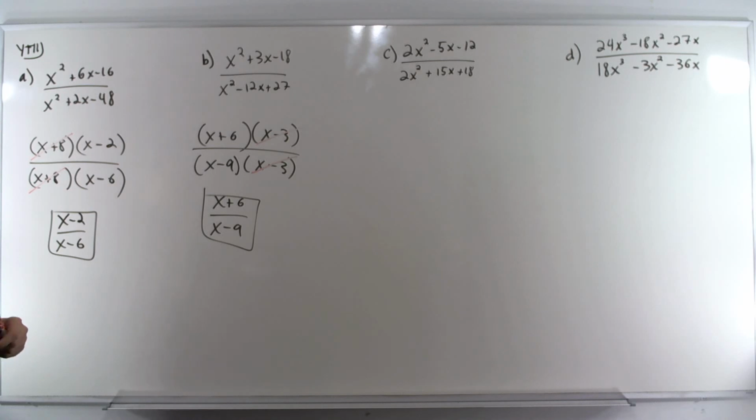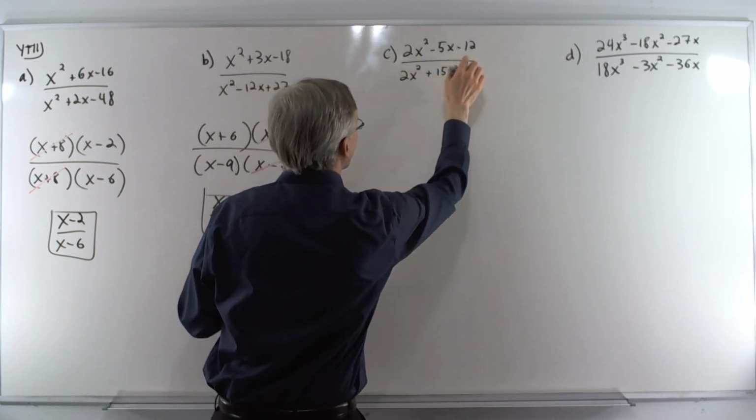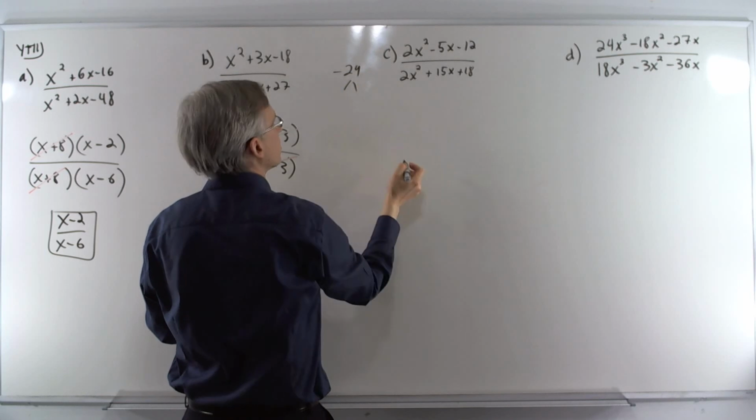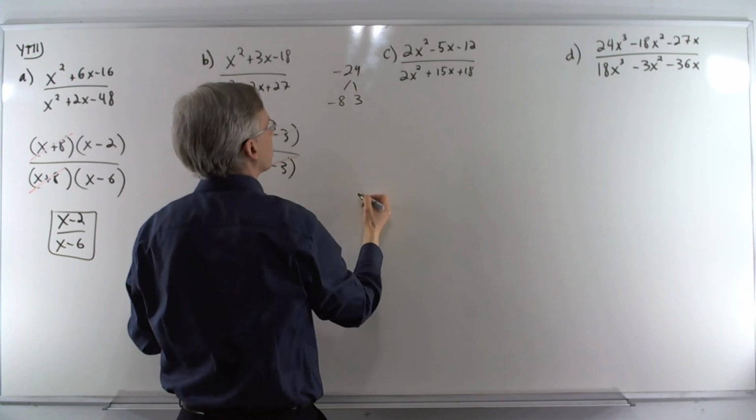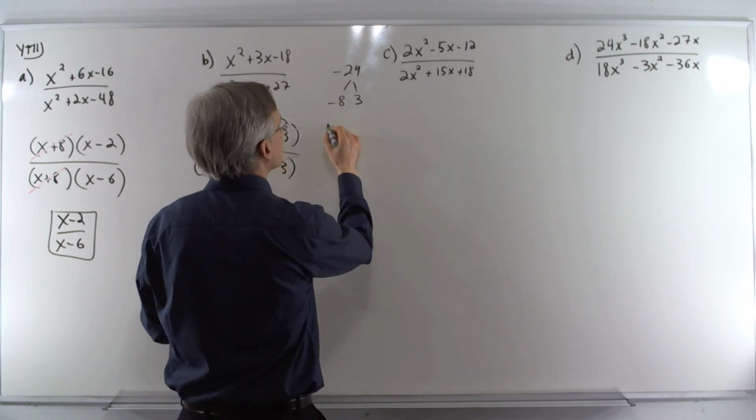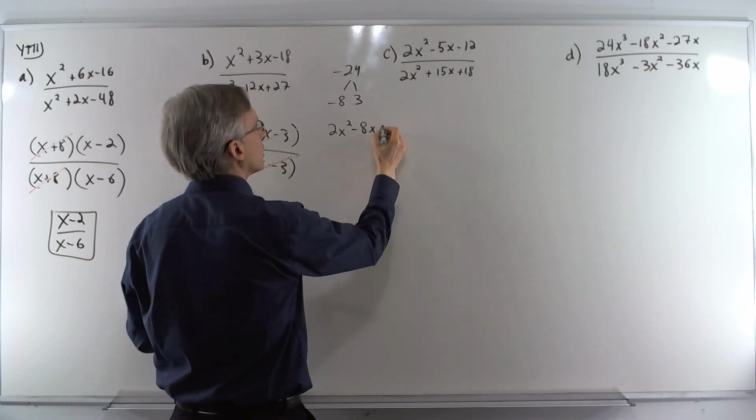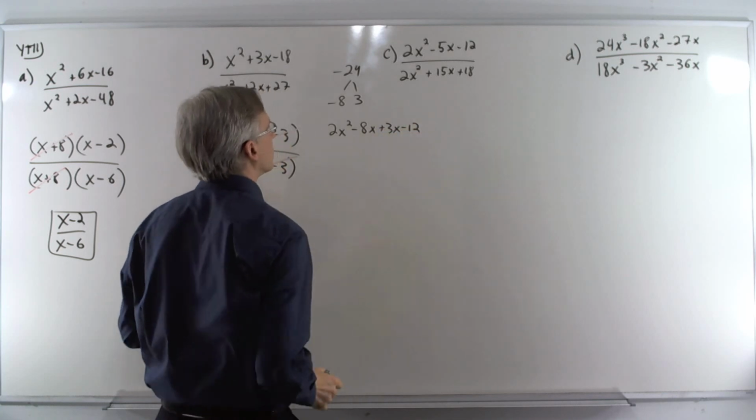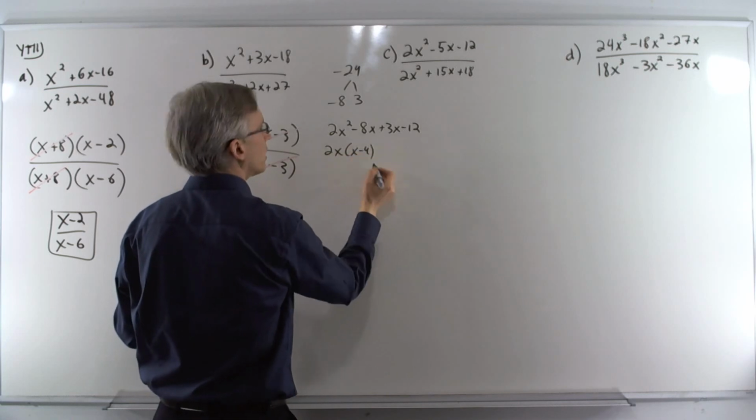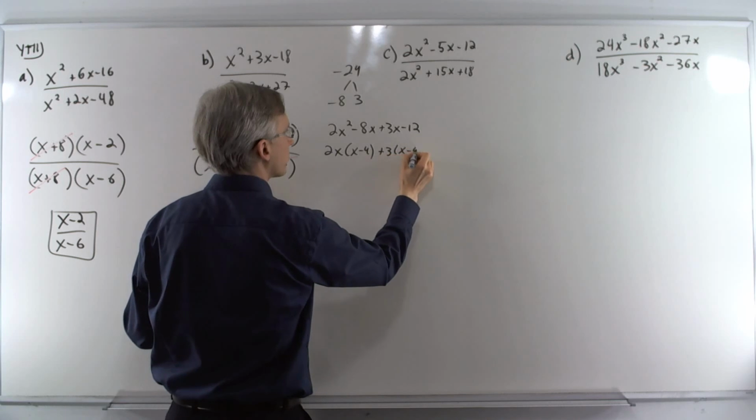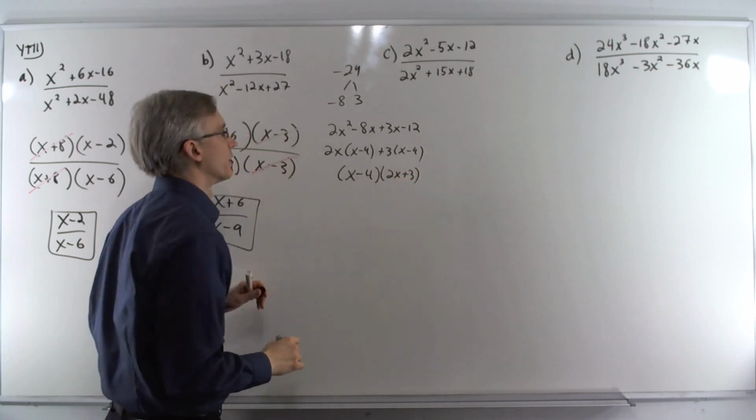All right, now we've got some a does not equal 1 trinomials, so we're going to use the AC method here. 2 times negative 12 is negative 24. So we need two numbers to multiply to get negative 24, add to get negative 5. That's going to be negative 8 and 3. All right, now we're going to use factoring by grouping. So out of the first two, we can factor out a 2x and get x minus 4. And the second one, we can factor out a 3 and get x minus 4. So x minus 4 times 2x plus 3. And that's going to be our numerator.